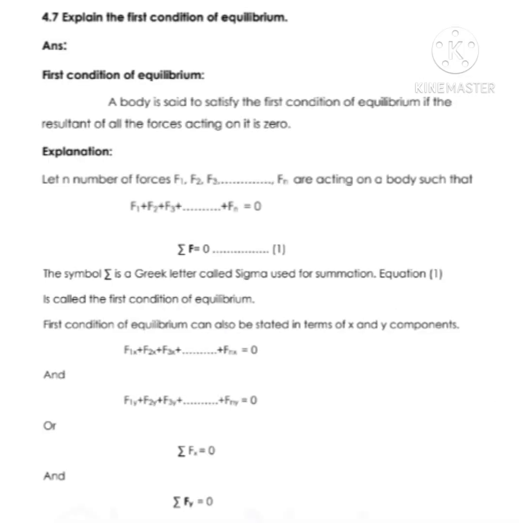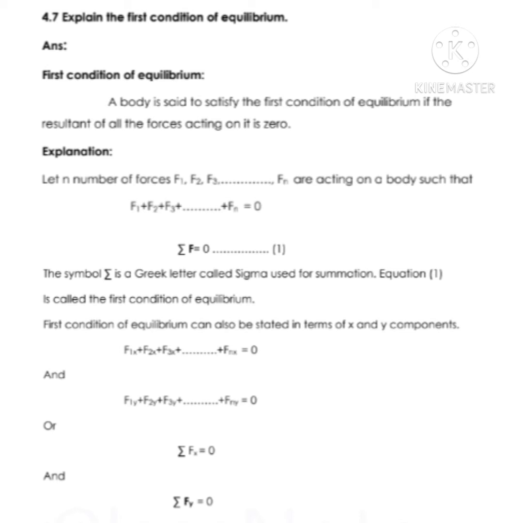Question number 4.7 is explain the first condition of equilibrium. A body is said to satisfy the first condition of equilibrium if the resultant of all the forces acting on it is 0. Let n number of forces F1, F2, F3 and so on up to Fn be acting on a body such that F1 plus F2 plus F3 and so on up to Fn equals 0. So sigma F equals 0. Here the symbol sigma is a Greek letter used for summation. So equation 1 is called the first condition of equilibrium.